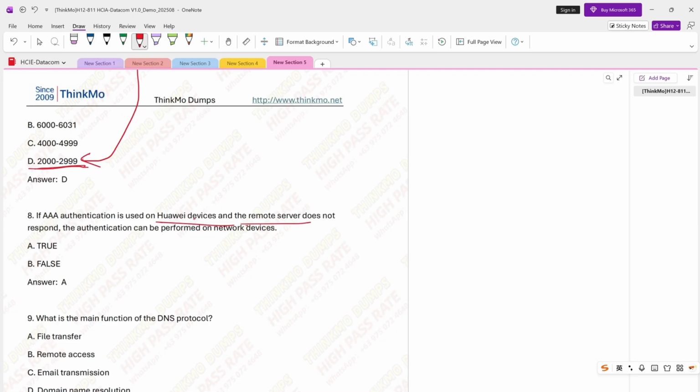You can configure a backup authentication method. For example, when the Radius server does not respond, it can fall back to local authentication. So the correct answer to this question is true. So you should choose this one. This description is correct.